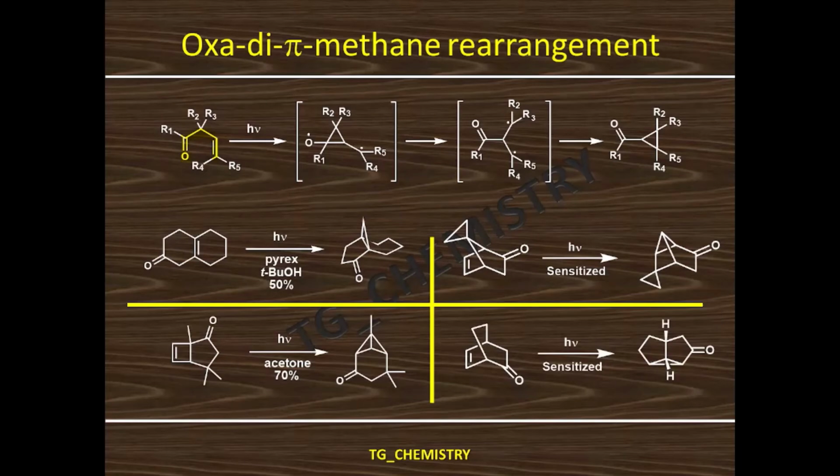Another example of this bicyclic system, in the presence of sensitizer and photoirradiation, gives the expected product. So all these examples are very important and can help you during the competitive exams you are preparing for, like the CSIR NET, or the usual traditional undergrad or postgrad chemistry exam papers as well, organic exam papers, definitely.